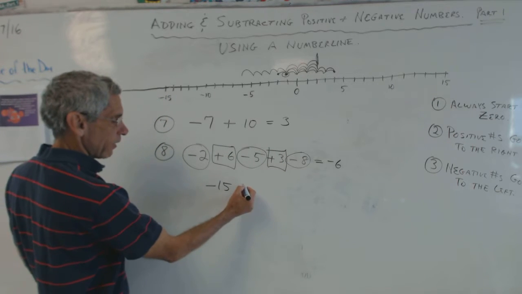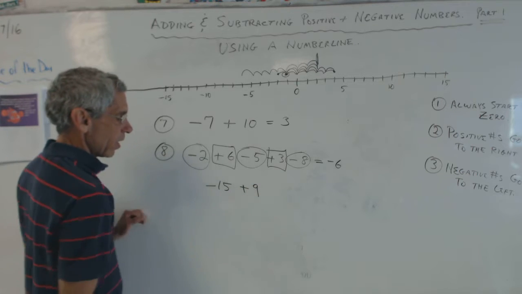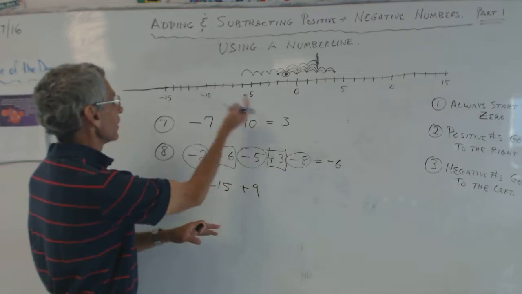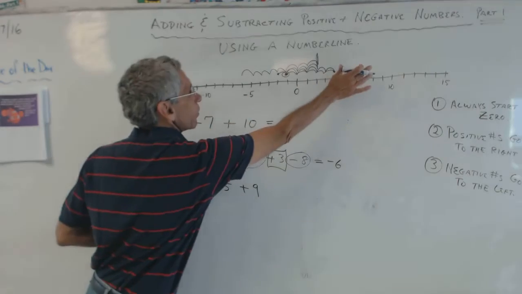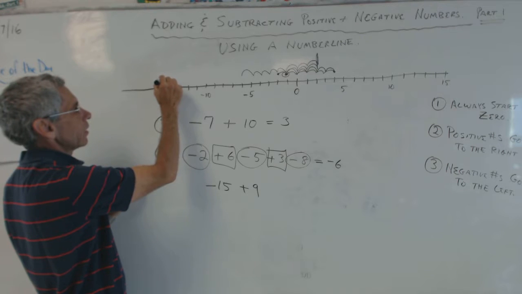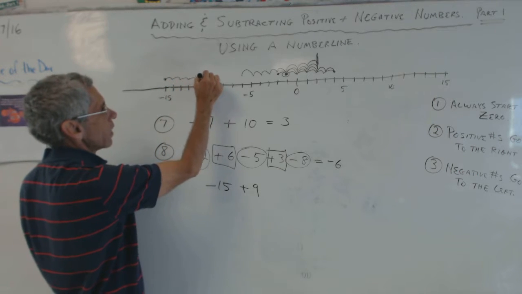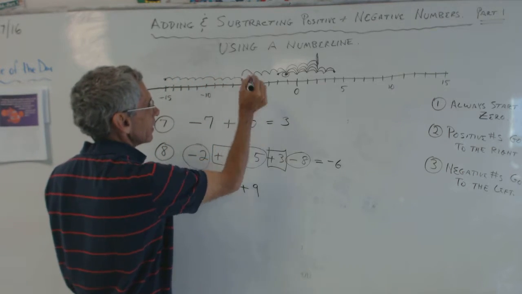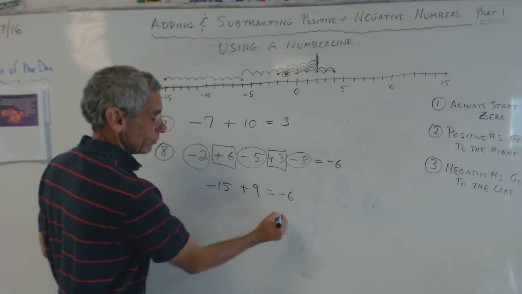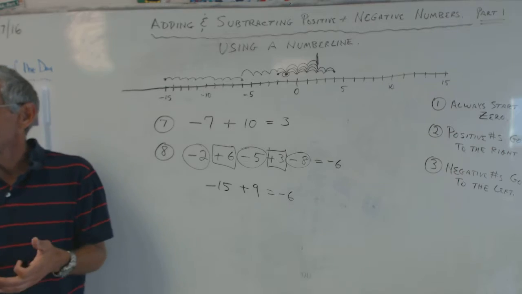So I could say negative 15 plus 9. Now that would be much easier to use on my number line, because I would immediately start at 0 and run over to negative 15, and then I just add 9, right? I'm here, I go 1, 2, 3, 4, 5, 6, 7, 8, 9, and my answer is negative 6, right? Beautiful. So that's another strategy. That's awesome.